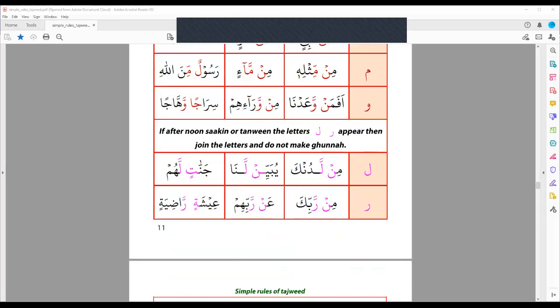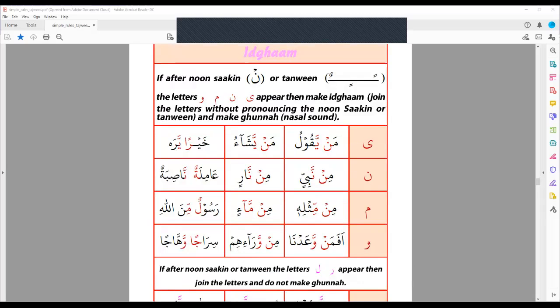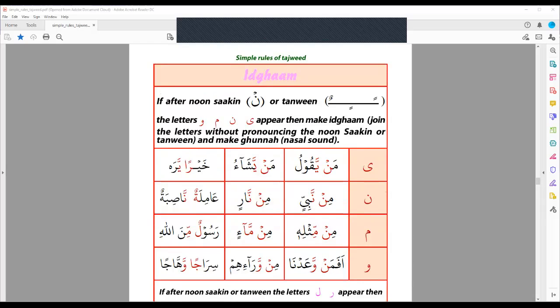So here is the part of idgham from the book, but before that we need to understand some things. So let's go and see.